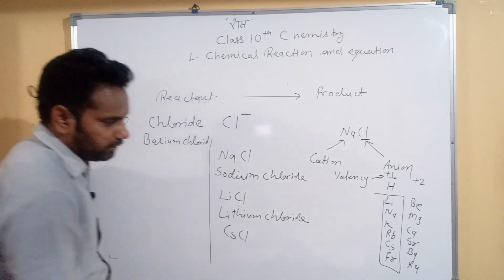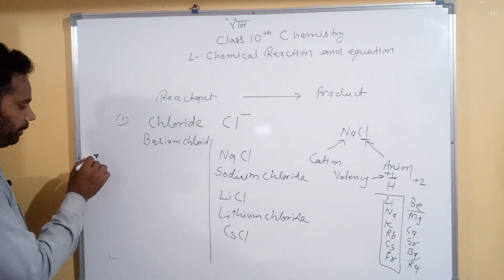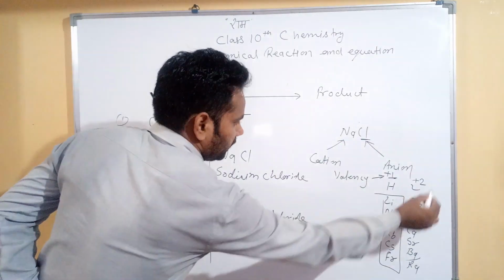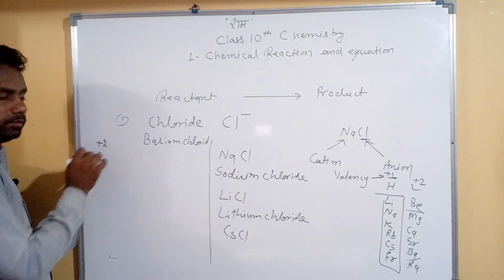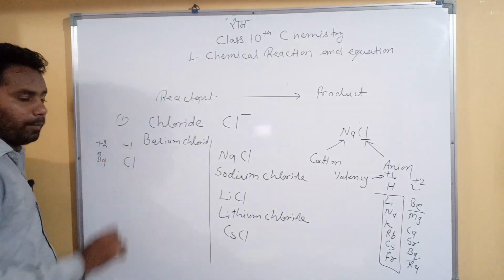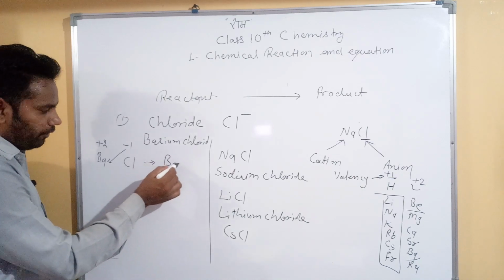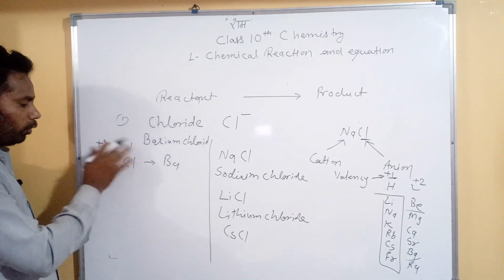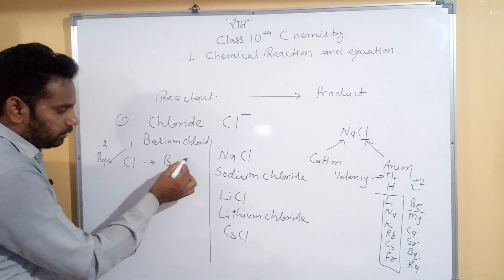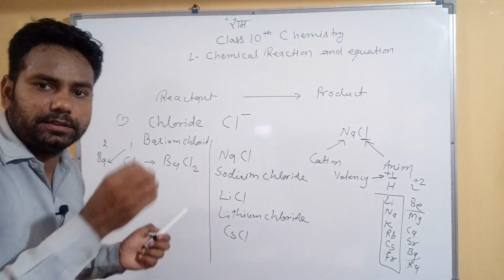Barium chloride. Where is barium? It is below beryllium: barium, Ba. How much is the valency of barium? +2. So here +2. Then chloride, which we already know is -1. Cross multiply. Ba has only one atom; we do not use positive and negative signs in cross multiplication. Then 2 goes to Cl. So the formula of barium chloride is BaCl2.